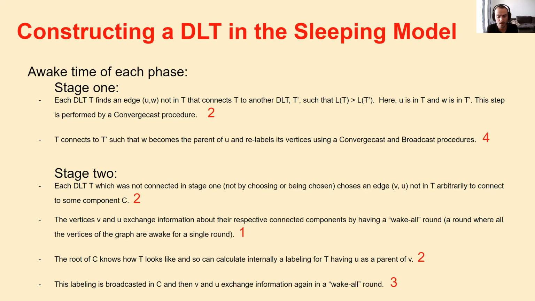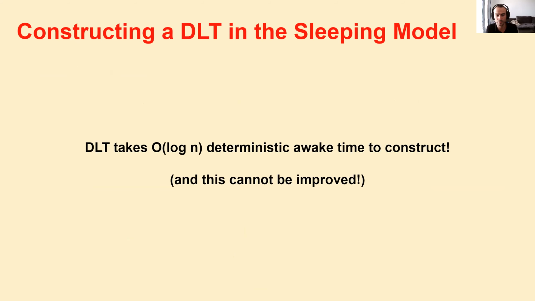So in total, our algorithm of constructing a DLT in the awake model takes O(log n) deterministic awake time to construct. And although being too vast to bring into this presentation, in the paper we in fact proved that this cannot be improved. This decidable problem of constructing a DLT by itself requires at least Omega(log n), and thus the entire class of the decidable problems has this lower bound, and it's in fact a tight bound.